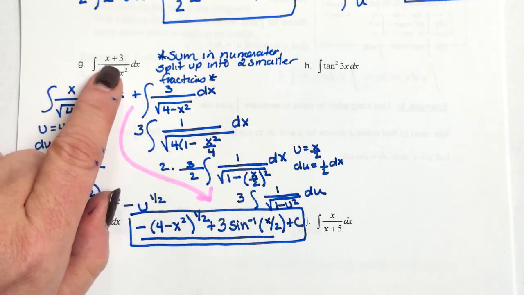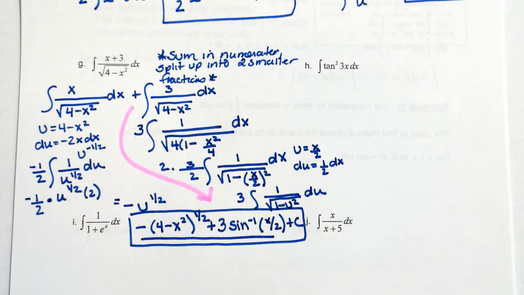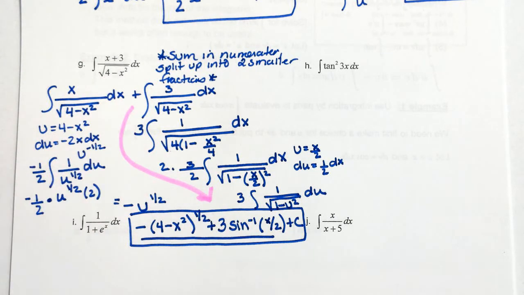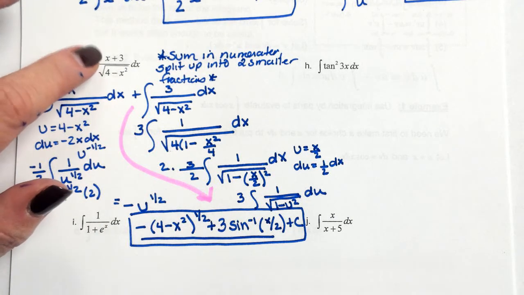So again, if you see that plus in the numerator, a u sub is not going to work for this particular example. So therefore, I can split this sum up, though again, if you see that sum in the numerator.